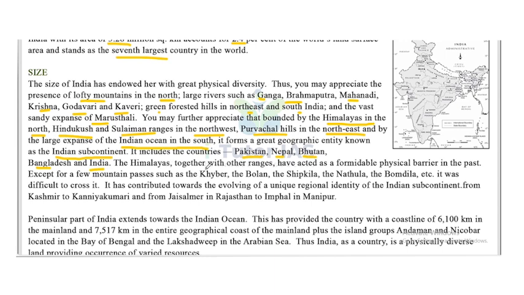The Himalayas together with the other ranges have acted as a formidable physical barrier in the past. Except for a few mountain passes such as the Khyber, the Bolan, the Shipkila, the Nathula, the Bomdila, etc., it was difficult to cross it. Okay, so except for these passes, others are very difficult to cross.